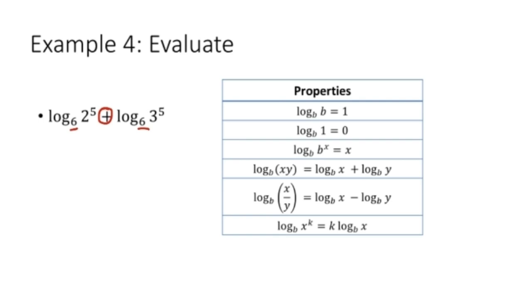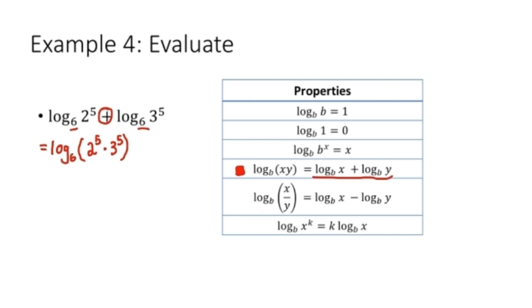I can try to at least simplify this and see after simplifying if there's anything I can do from there. Well, according to our fourth rule, if I add 2 logs together and they're the same base, I can multiply their inputs and write it as a single log. So log base 6 of 2 to the 5th plus log base 6 of 3 to the 5th can be condensed to log base 6 of 2 to the 5th times 3 to the 5th.